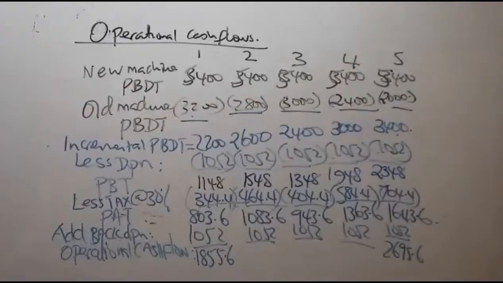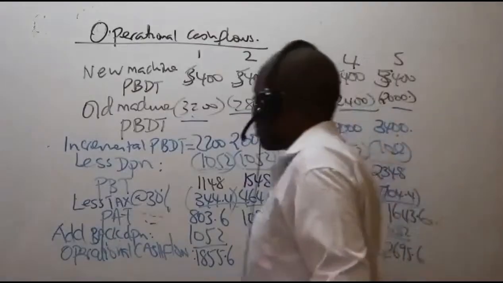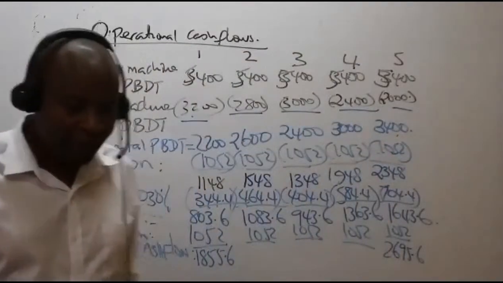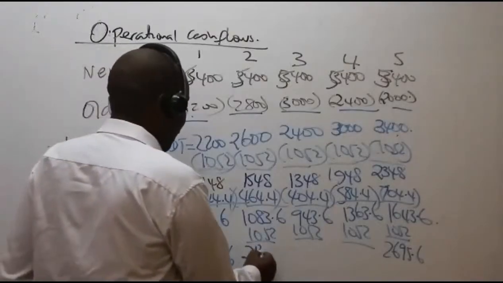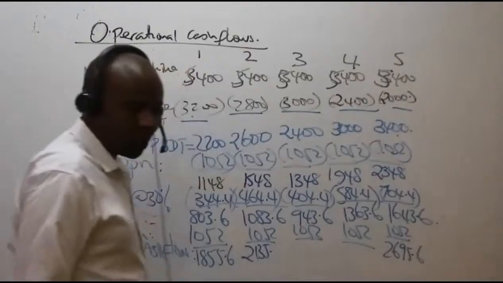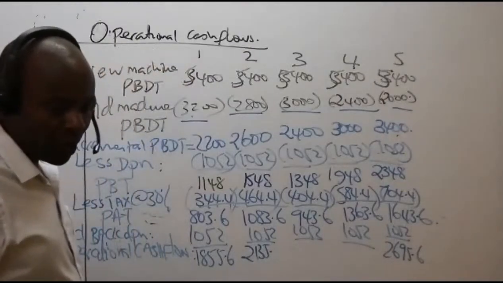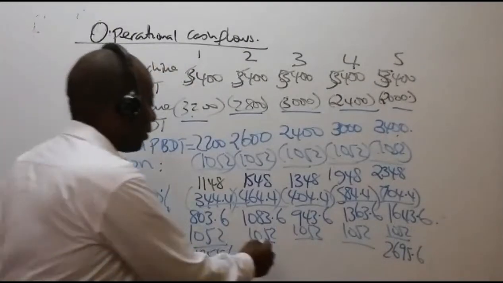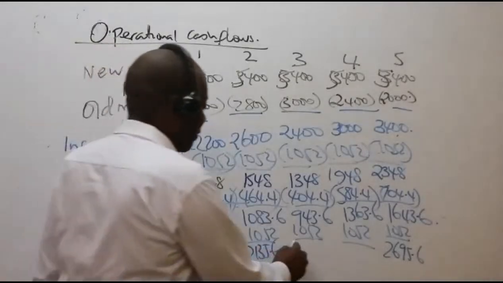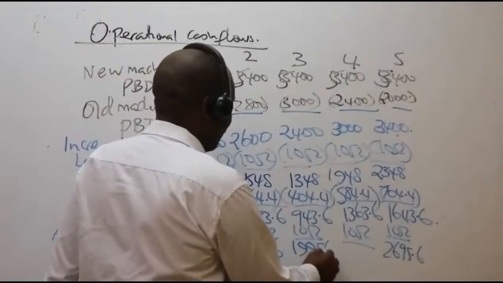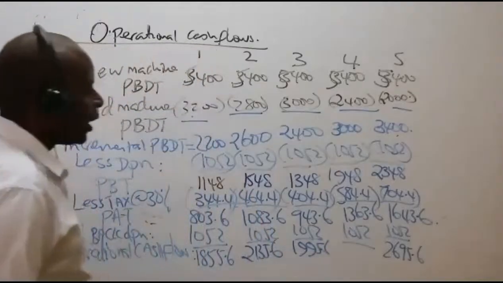Okay. So what figures are we getting, ladies and gentlemen? So year number 1, number 2, I can see 2135.6. Please write there. Year number 3, write the year, 1995.6. How about year number 4?